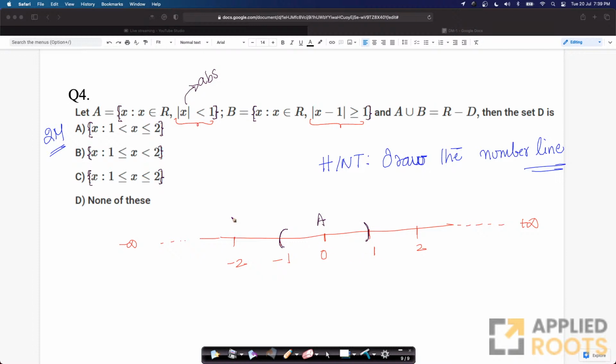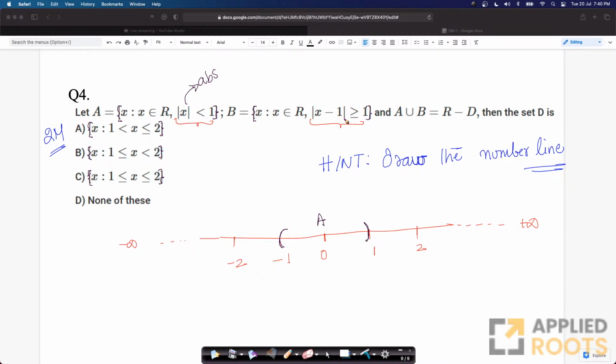And to be really sure, take -2. What is the absolute value of -2? It is 2. Is 2 less than 1? No. So any number that is here, any number from here to minus infinity, that number will not be in set A. Similarly, any number that is here will not be in set A. Similarly, let's look at set B. This is the more interesting set because there is also a greater than or equal to here.